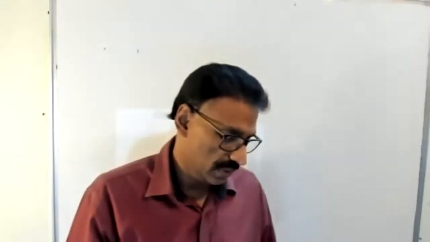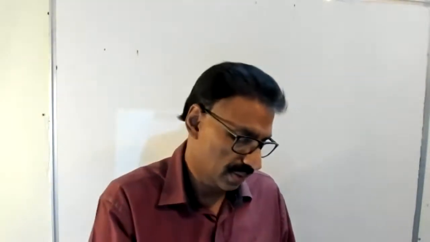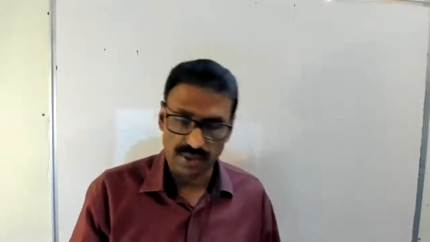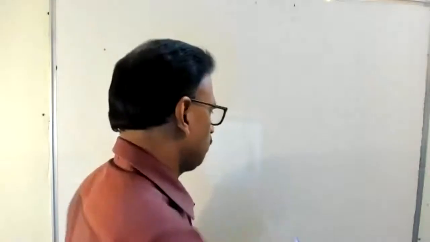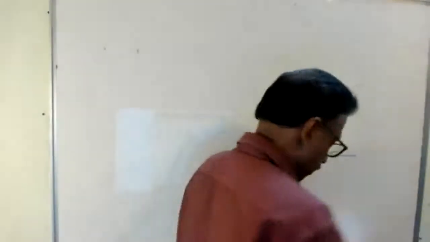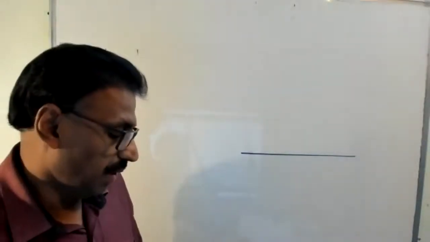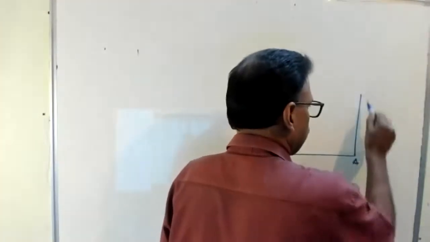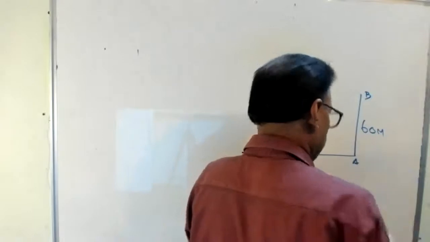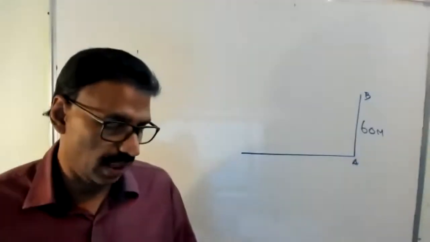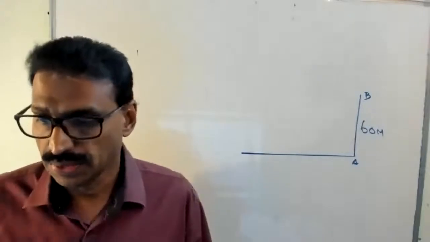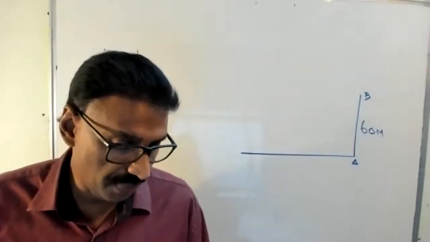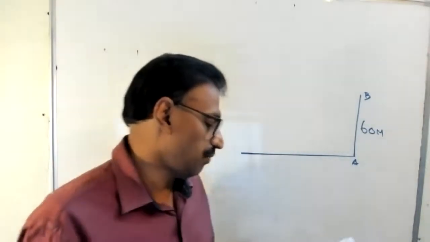From a window, this is a star question. From a window, 60-meter height above the ground. Suppose you're sitting near the window. This is the window, 60-meter height from the ground of a house in a street, the angle of elevation and depression.